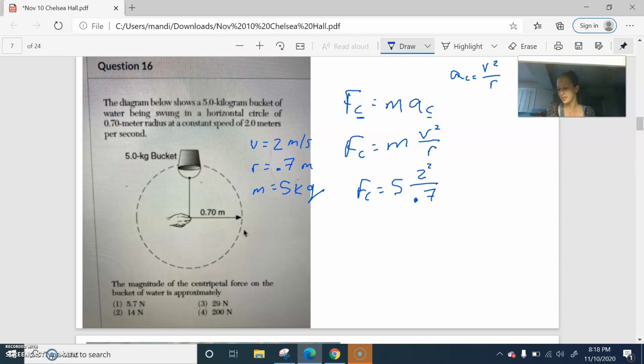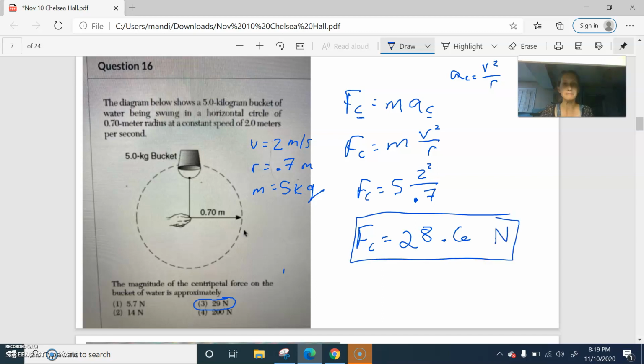So in my calculator, I'm going to type 5 times 2 times 2, enter, divided by 0.7. There are other right ways to get it in your calculator. If your way gets you the right answer, you keep doing it. If it doesn't, do something else. Okay, so my answer rounds to 29 newtons. That's the way.